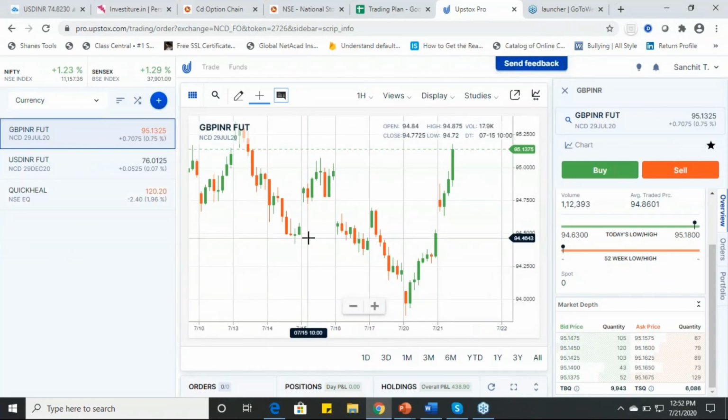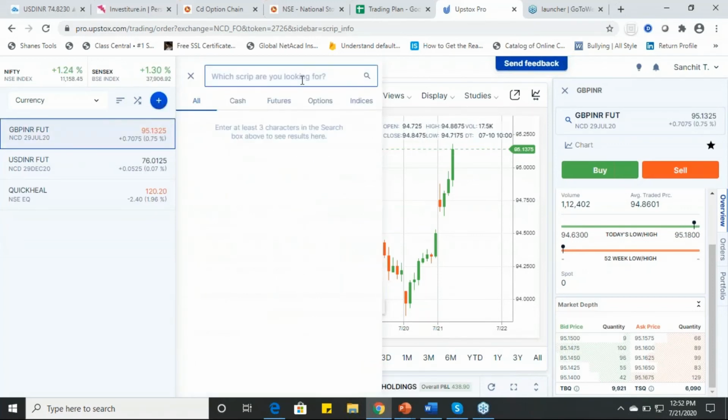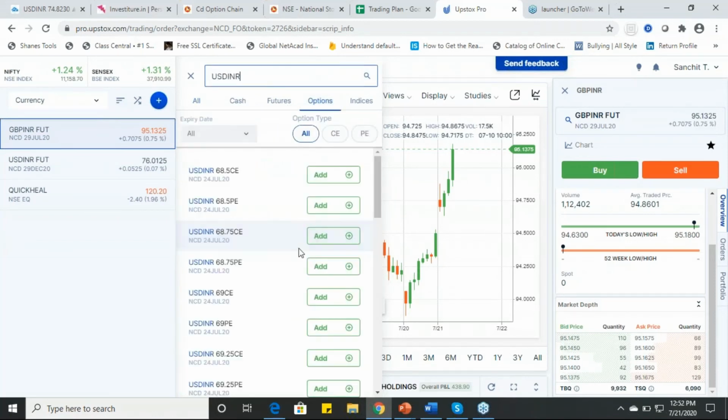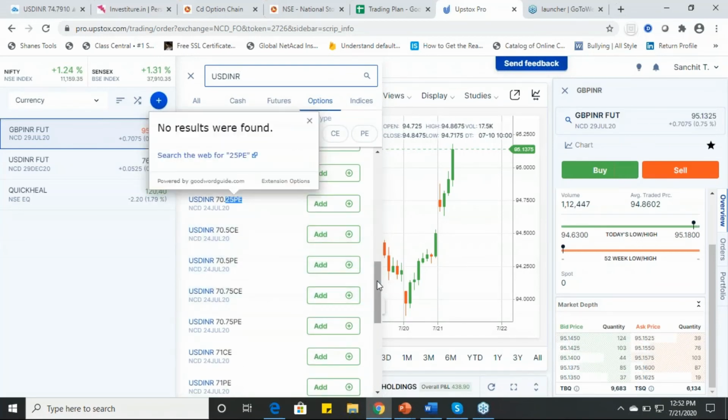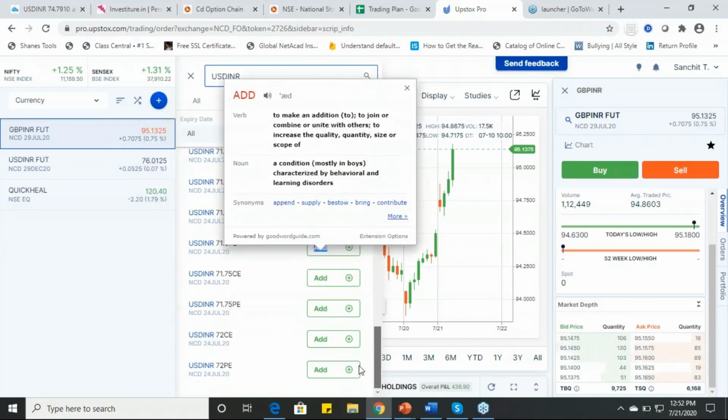So both cost, as I said, depends on 2 to 3% of the margin. So you would be spending around 3 to 4 thousand rupees maximum for carrying any future contract. When it comes to an option chain as well, it will cost you less than you have thought. So USD INR, if I'm writing now, you can see there are options as well as an option chain. The currency right now is 74.83.